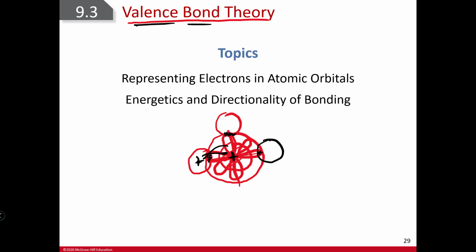Valence bond. The valence shell electrons bond to the other atom or element to create a polar covalent or covalent bond. So that's what they mean by representing electrons in the orbital diagram, and also energetics and directionality of the bonding. Because P has direction to it, S does not.